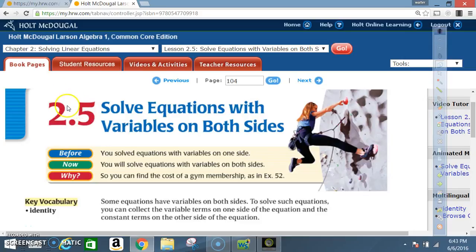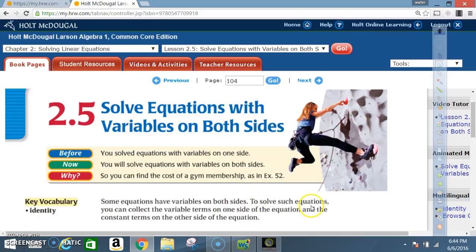Okay, class, today we're in section 2.5, solve equations with variables on both sides. Before, you solved equations with variables on one side. Now, you will solve equations with variables on both sides. Key vocabulary, identity.